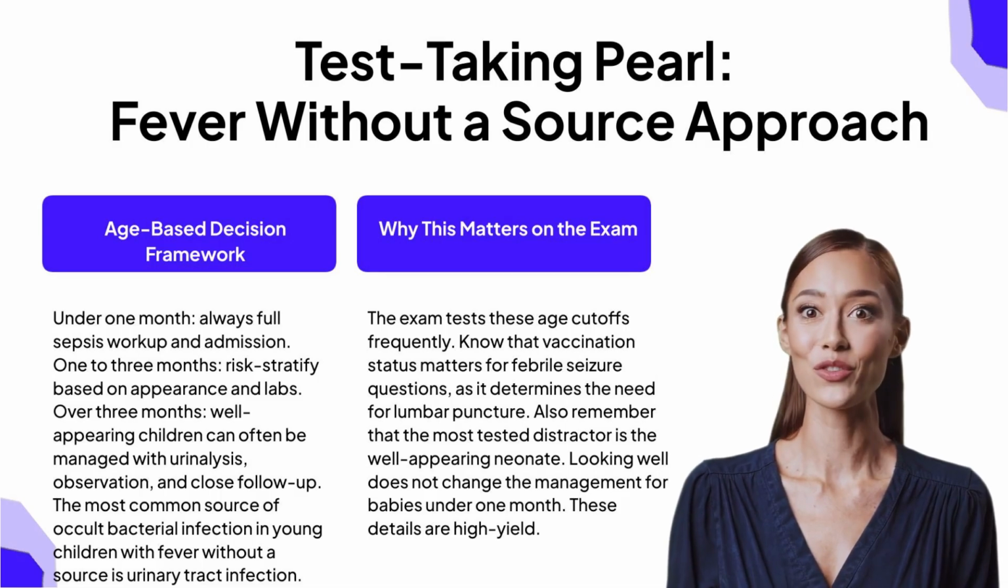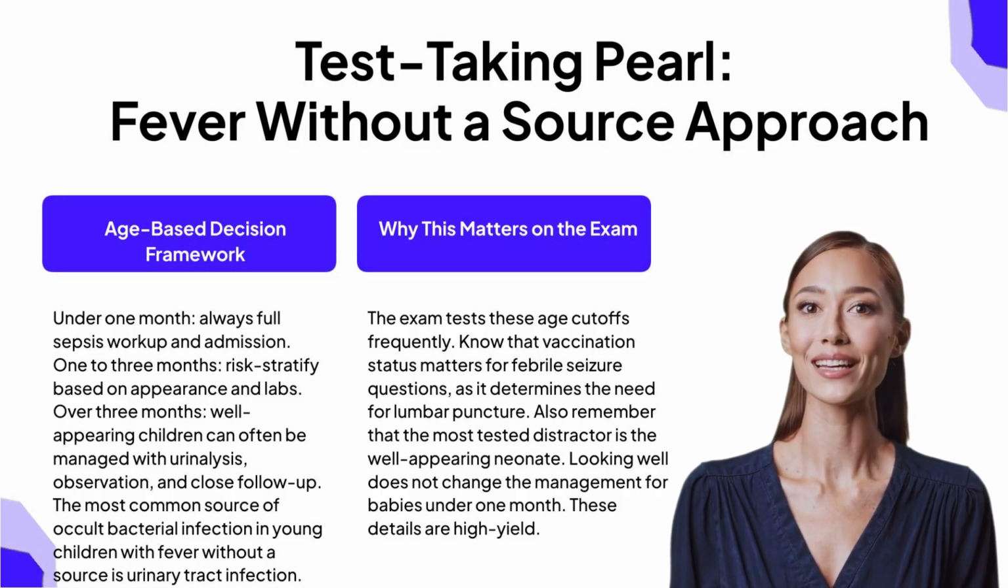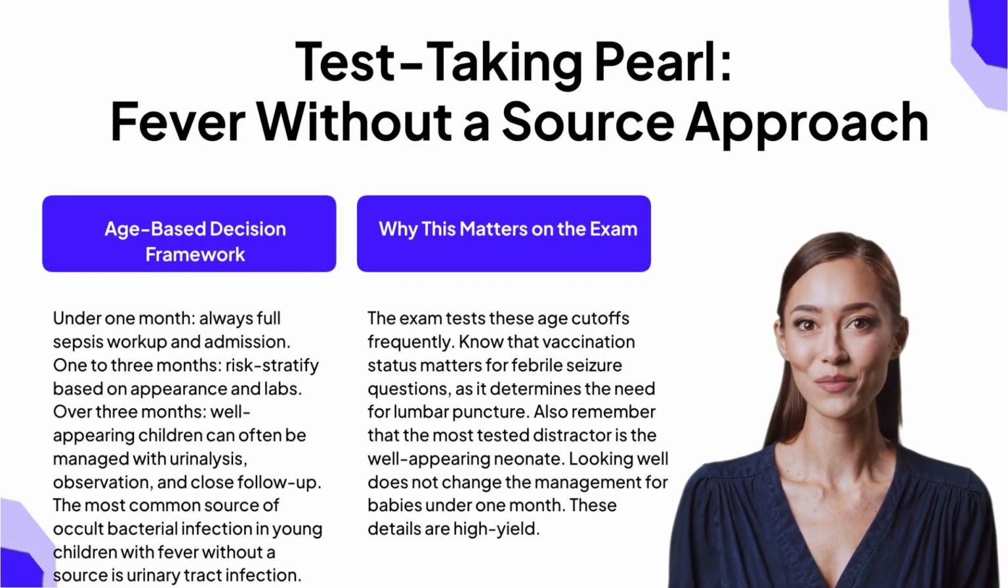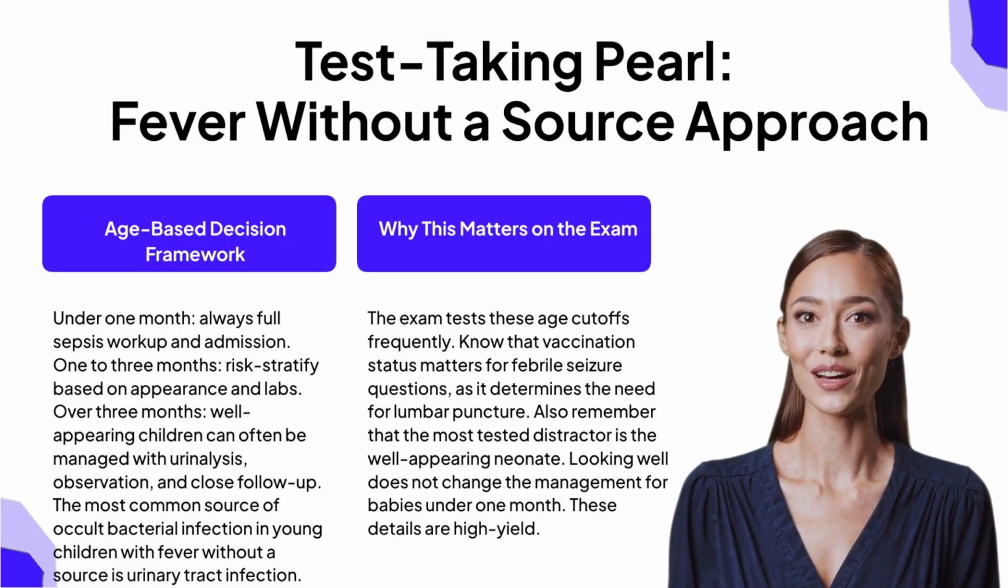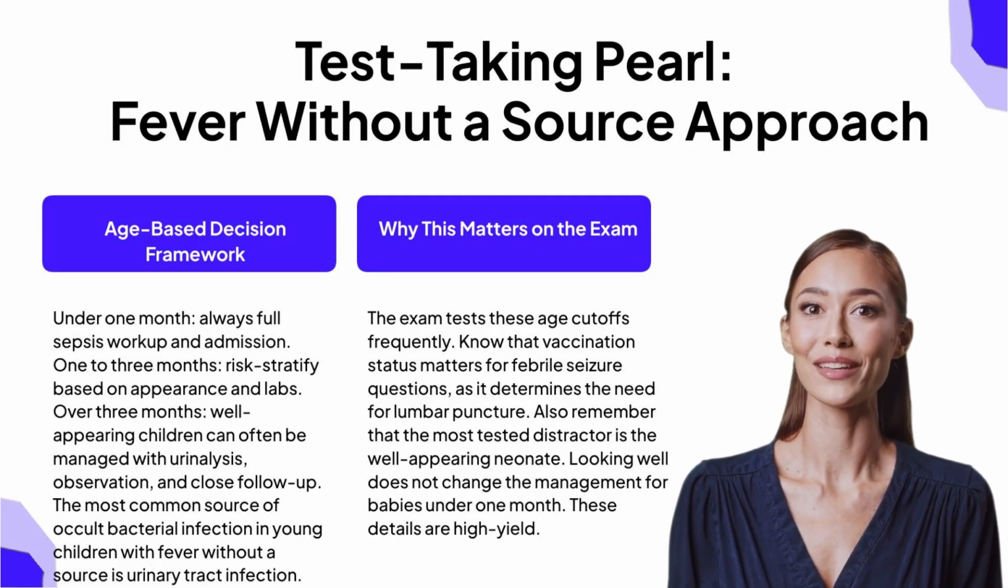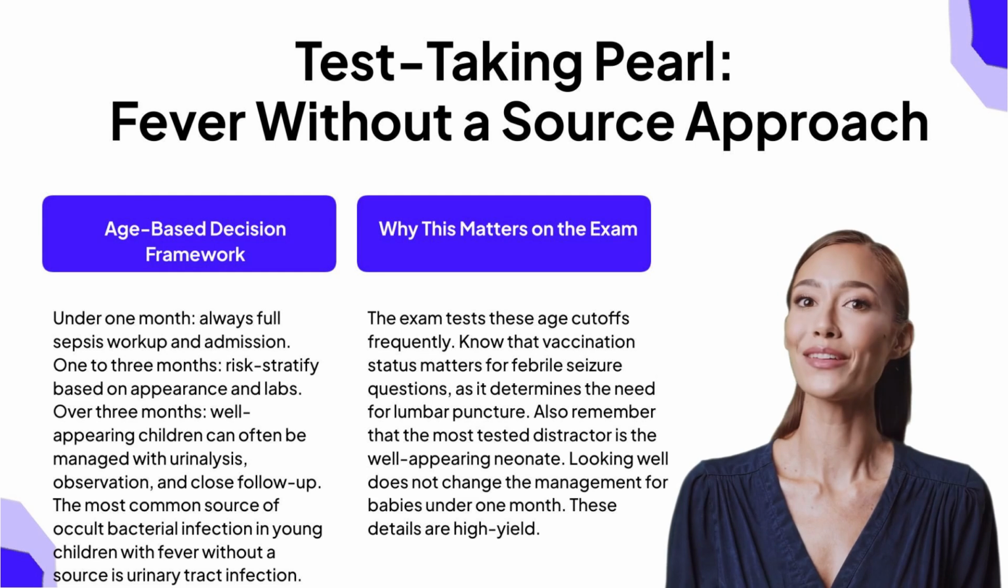The most common source of occult bacterial infection in young children with fever without a source is urinary tract infection, so urinalysis is key. Also remember that vaccination status matters for febrile seizure questions as it determines the need for lumbar puncture. The exam tests these age cutoffs and management algorithms frequently, so commit them to memory.